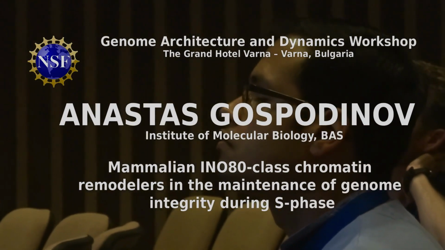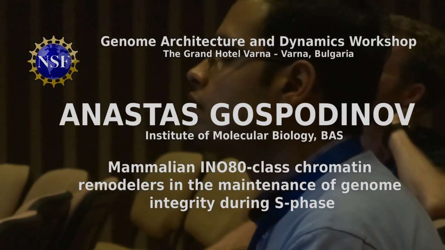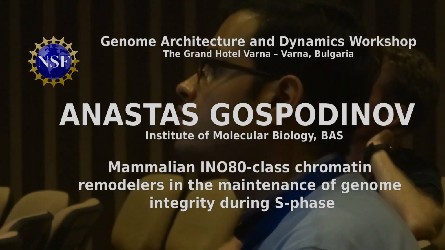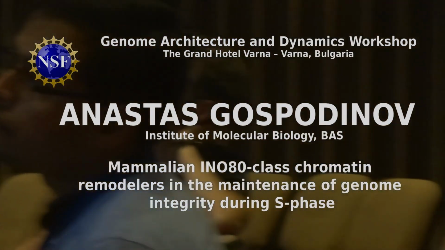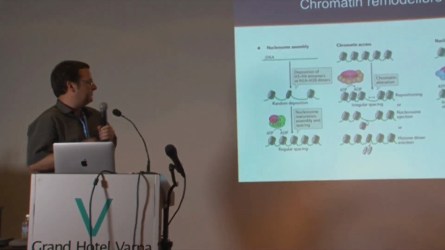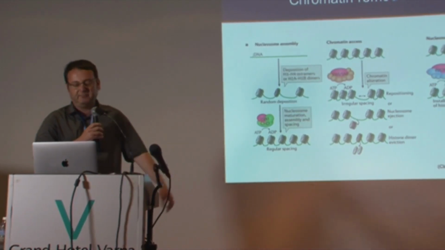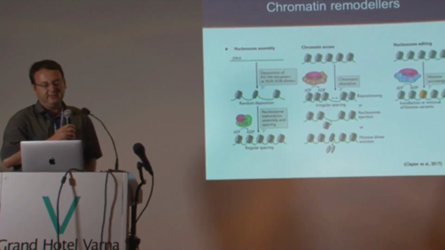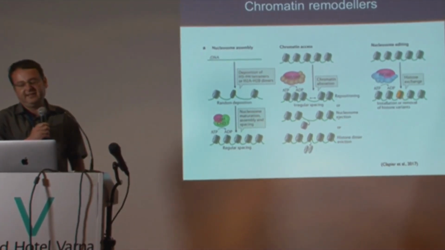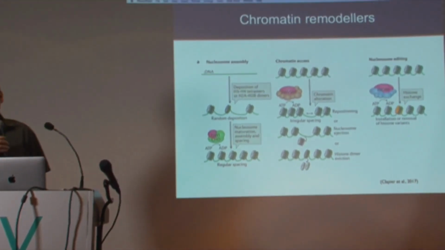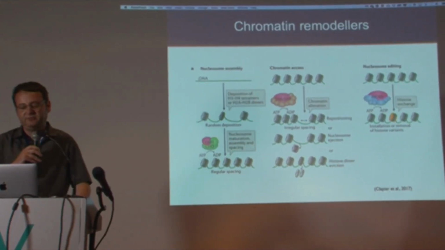So I will be talking about the role of the mammalian INO80 chromatin remodeler in the maintenance of genome integrity during S phase. And as we have heard many times over during these several days, DNA is packaged into nucleosomes, but the enzymes that participate in transcription, replication, and repair have access to it.